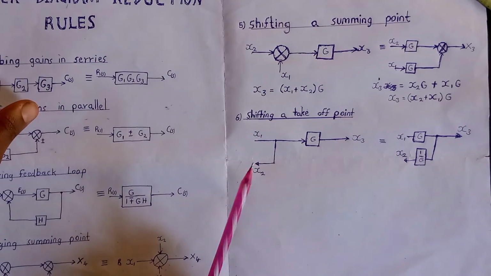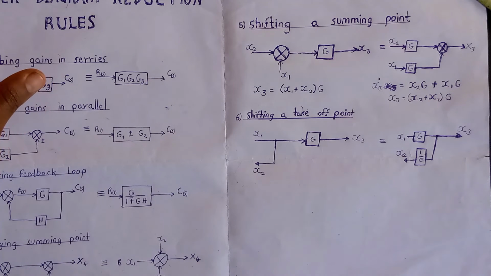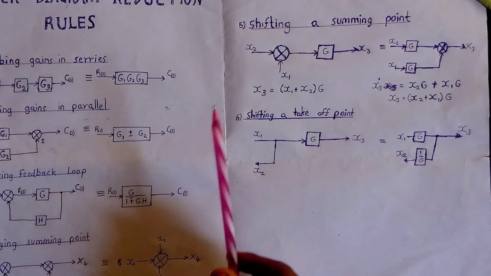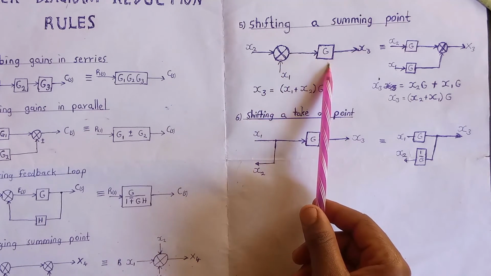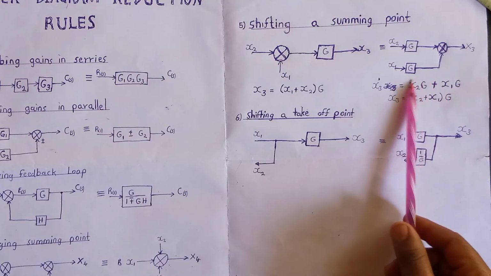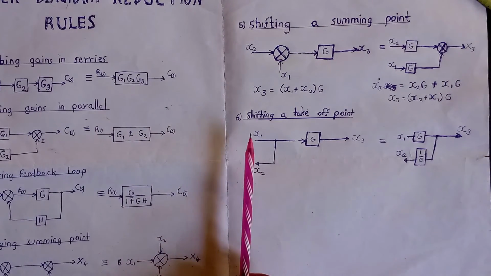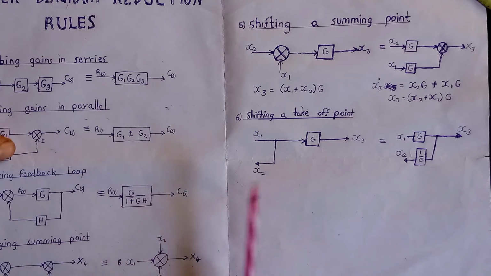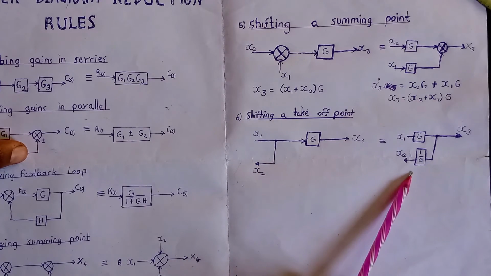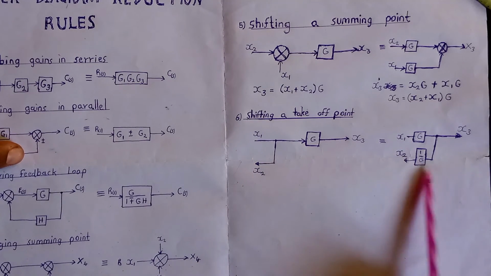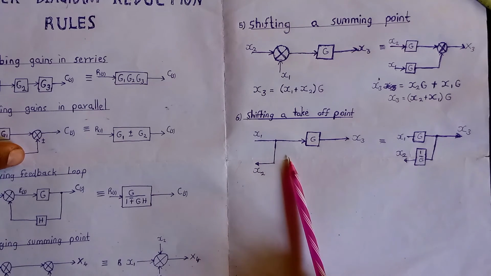Please note the difference between shifting a summing point and shifting a takeoff point. When shifting a summing point, we multiplied our x1 by the gain to obtain this diagram. But when shifting a takeoff point ahead of a gain, what we do is that we divide by the gain. And we obtain this diagram, which is equivalent to this diagram over here.